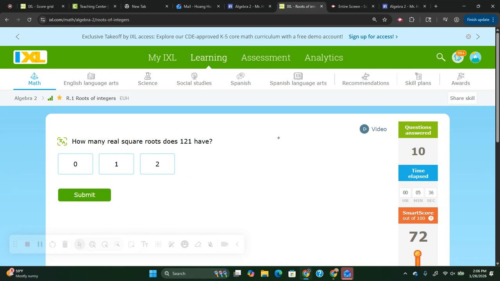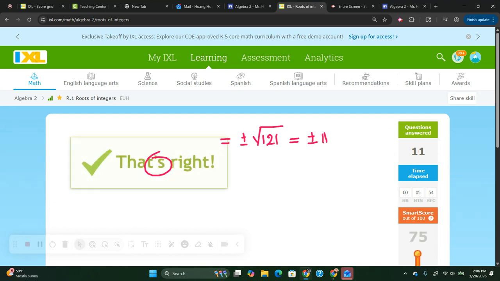All right, how many real square roots does 121 have? If you take the square root of 121, make sure you put plus and minus of the square root of 121. So you come out with plus minus 11. So the answer is 2. So I will punch in 2. Here we go.